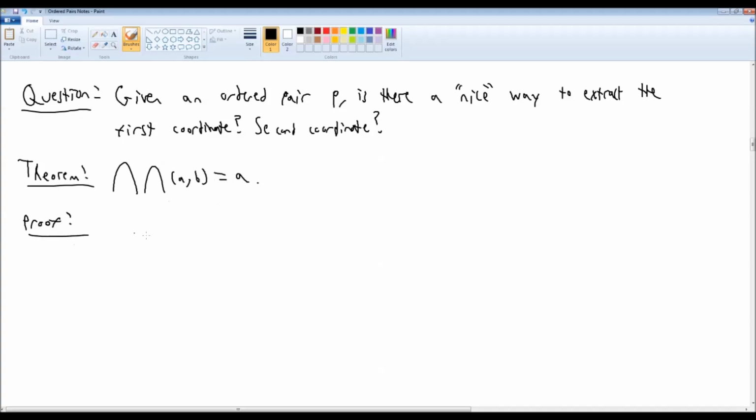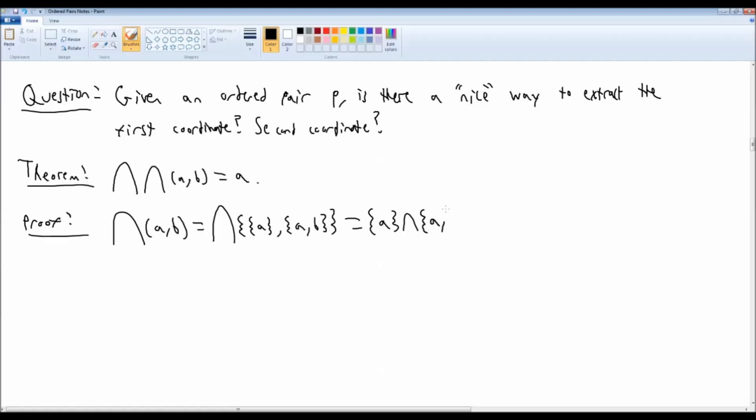Why is this true? What's this inner part? What's the arbitrary intersection of A comma B? Let me write it like this. Well, the arbitrary intersection is just going to be this guy intersect with this. So singleton A intersect with this guy. All right. Now, since this guy is a subset of this guy, when you take their intersection, you just get this one. You get singleton A. All right. Now, if you take the arbitrary intersection of a singleton, you just get whatever is inside. This was a theorem we proved in lecture 1.6.